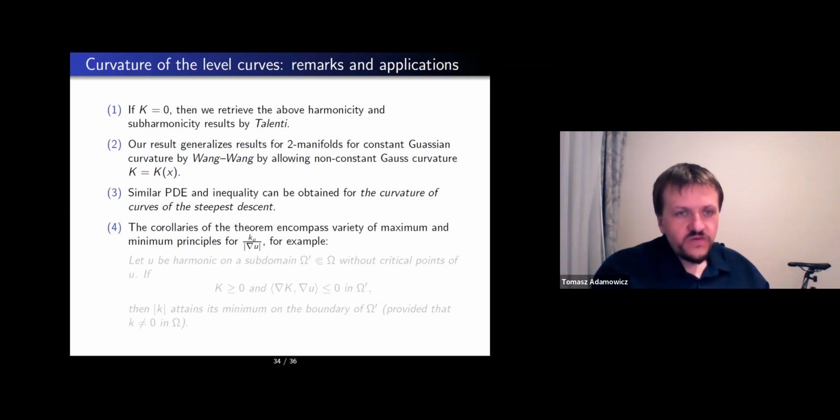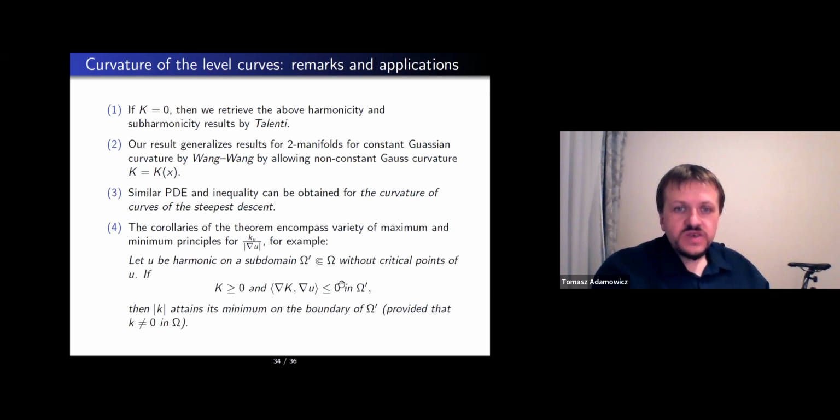This theorem has a number of corollaries, including some maximum and minimum principles for the normalized curvature. For example, if u is harmonic on a subdomain omega prime with no critical points, then under assumptions on the Gaussian curvature and the scalar product of gradient K and gradient u, we can show that the absolute value of K attains its minimum on the boundary of omega prime. And there are several other similar observations in our work.